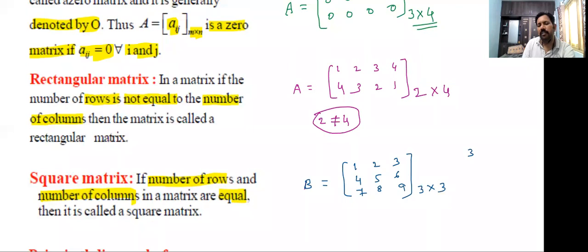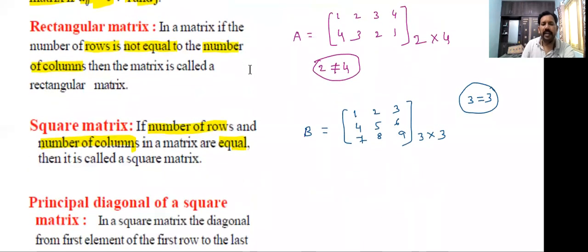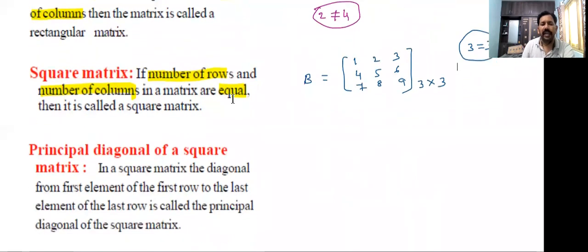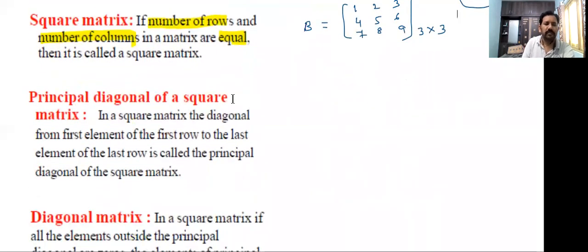See here, 3 is equal to 3 or not? Number of rows is equal to number of columns. That matrix we will say is a square matrix. If number of rows is not equal to number of columns, it means rectangular matrix.